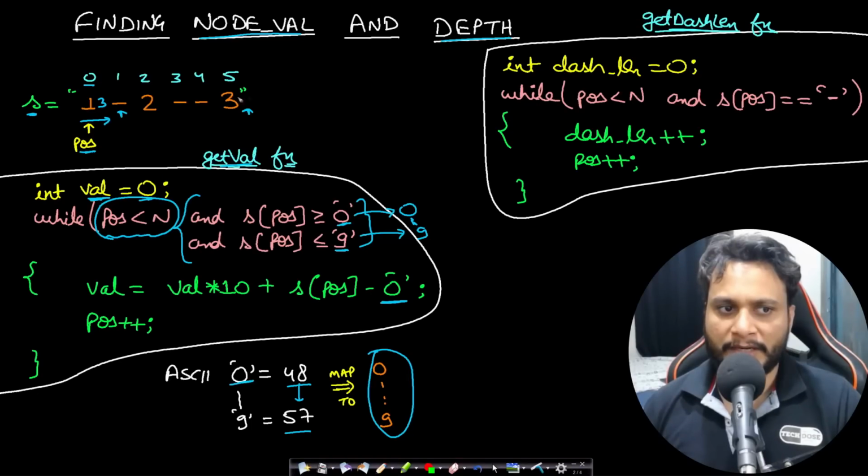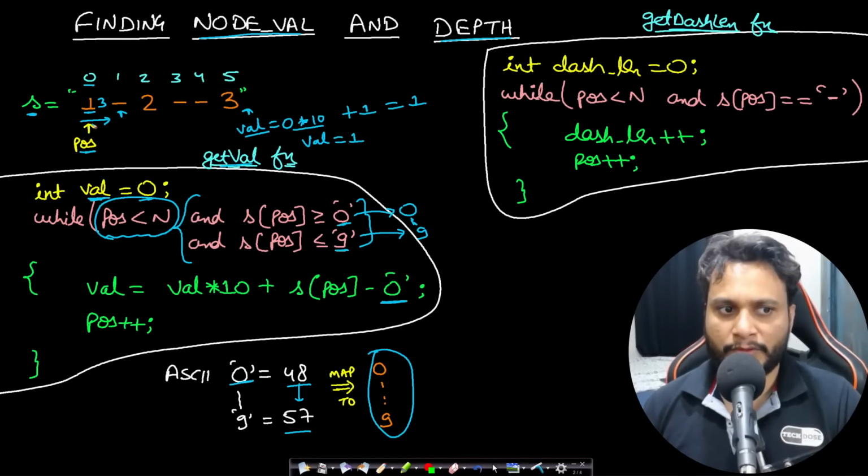So just to give you an idea how to extract this 13 out, you can just start from here. Your value will be equal to 0. Now what you will do is multiply this value by 10 because you have to left shift the value by 1 digit. So multiply by 10 because 10 is the base of the number system, and add this one value. So the value becomes 1 now.